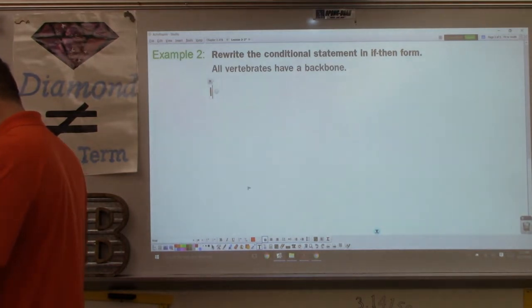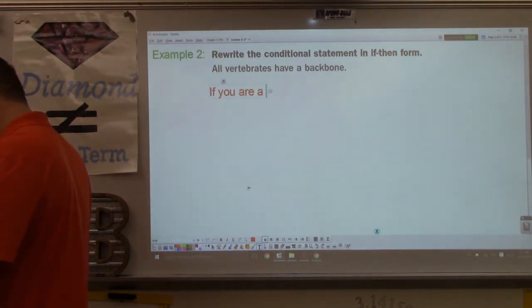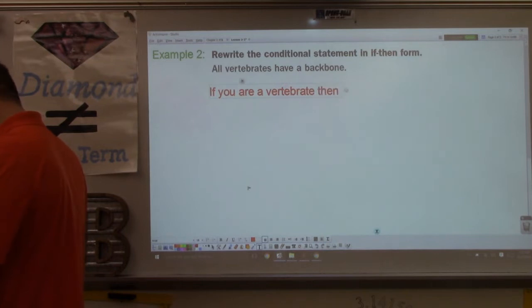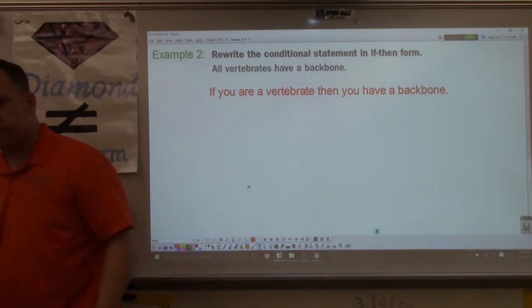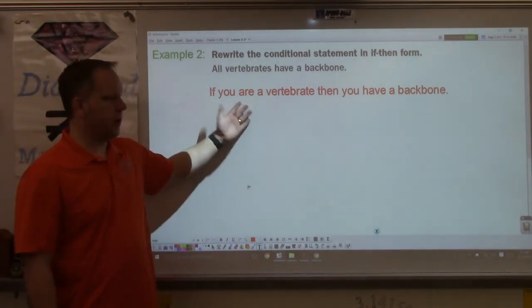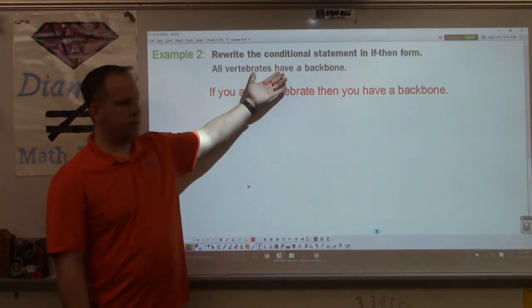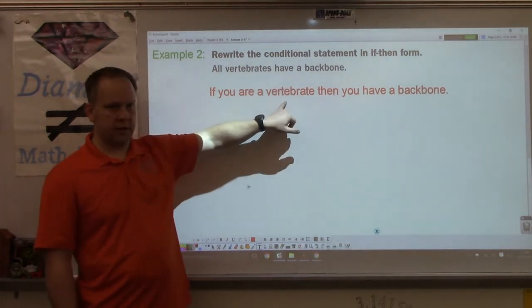If you are a vertebrate, then you have a backbone. If you are a vertebrate, then you have a backbone. Taken from this original sentence, it is now a conditional statement.